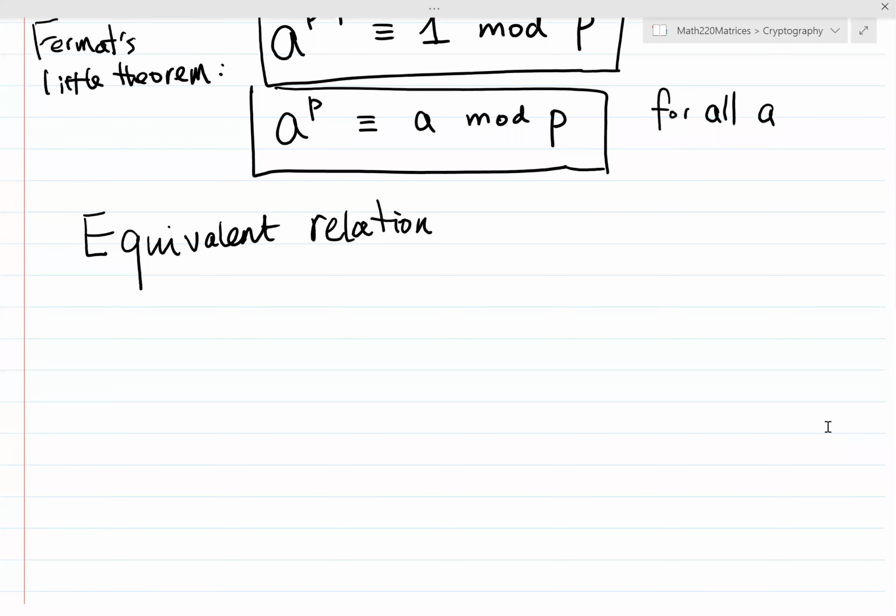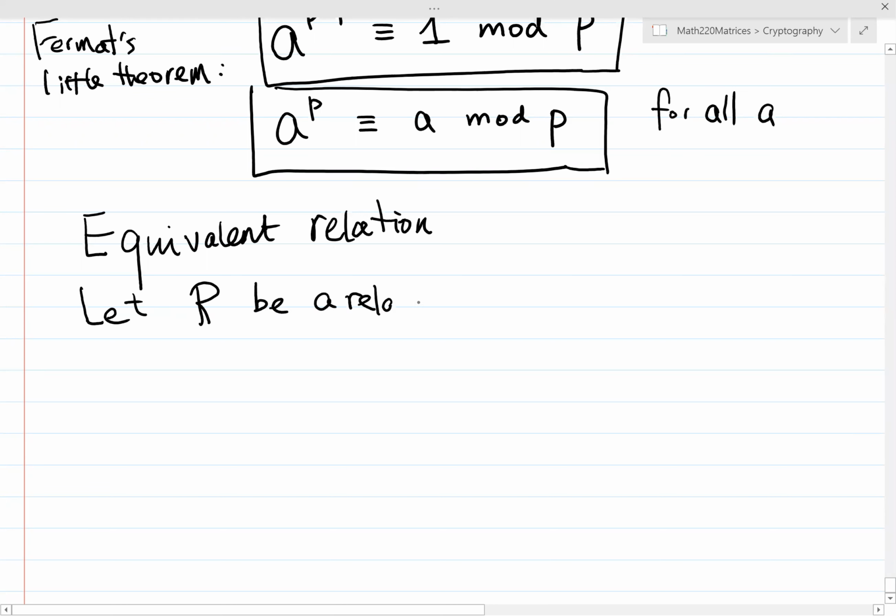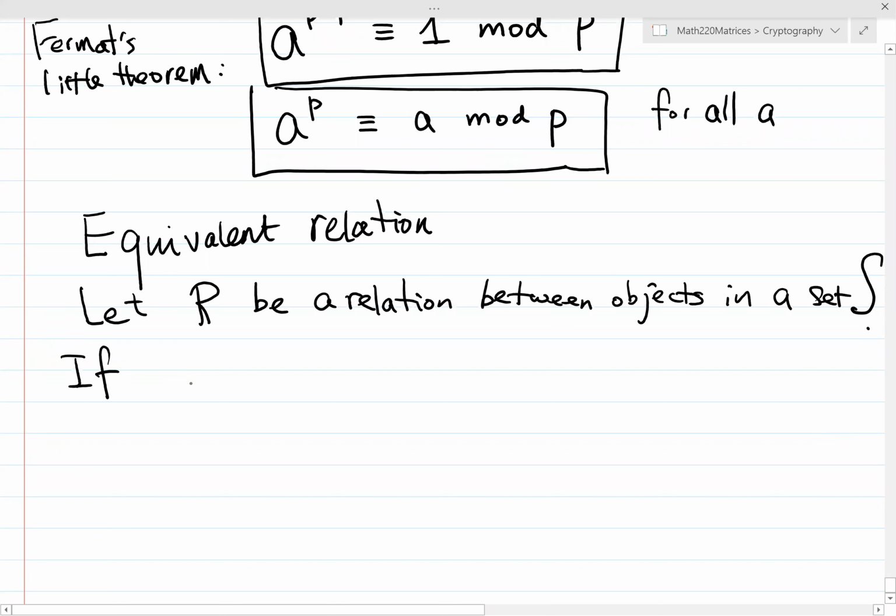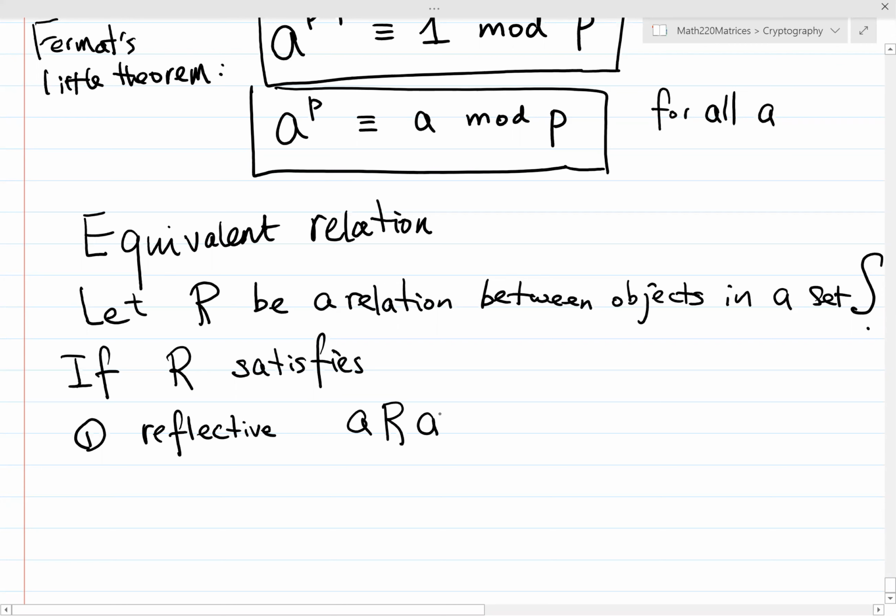So for instance, let R be a relation between objects in a set, let's say S. Now, if R satisfies, first, reflexive, i.e. ARA: an element has a relation R with itself, for all A in S.